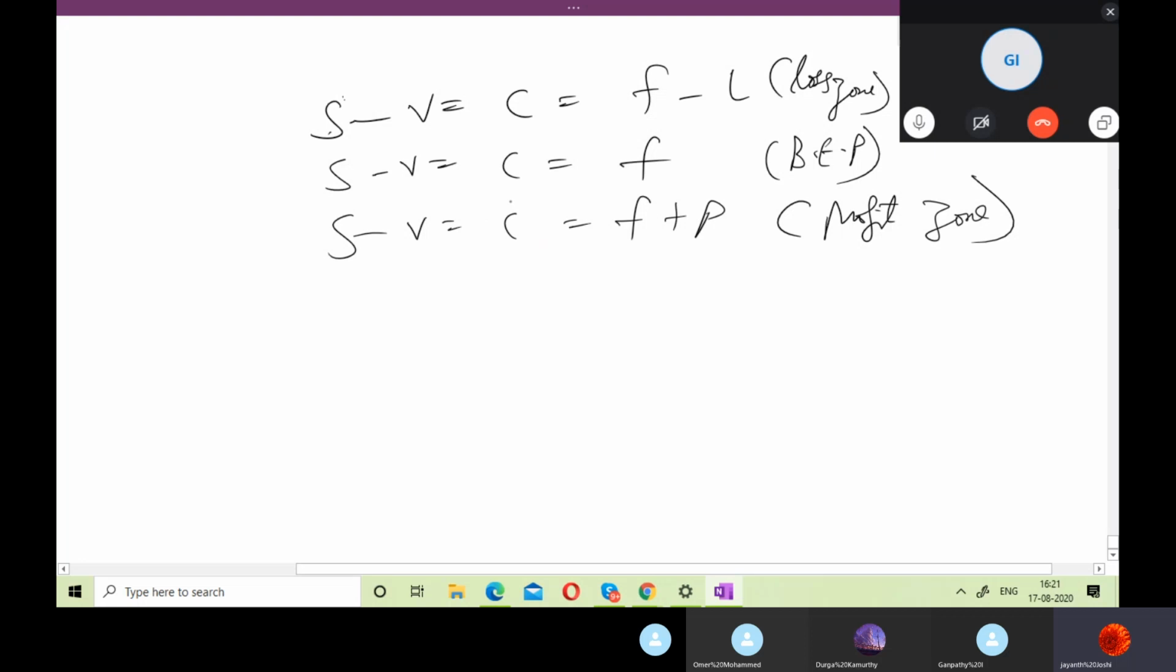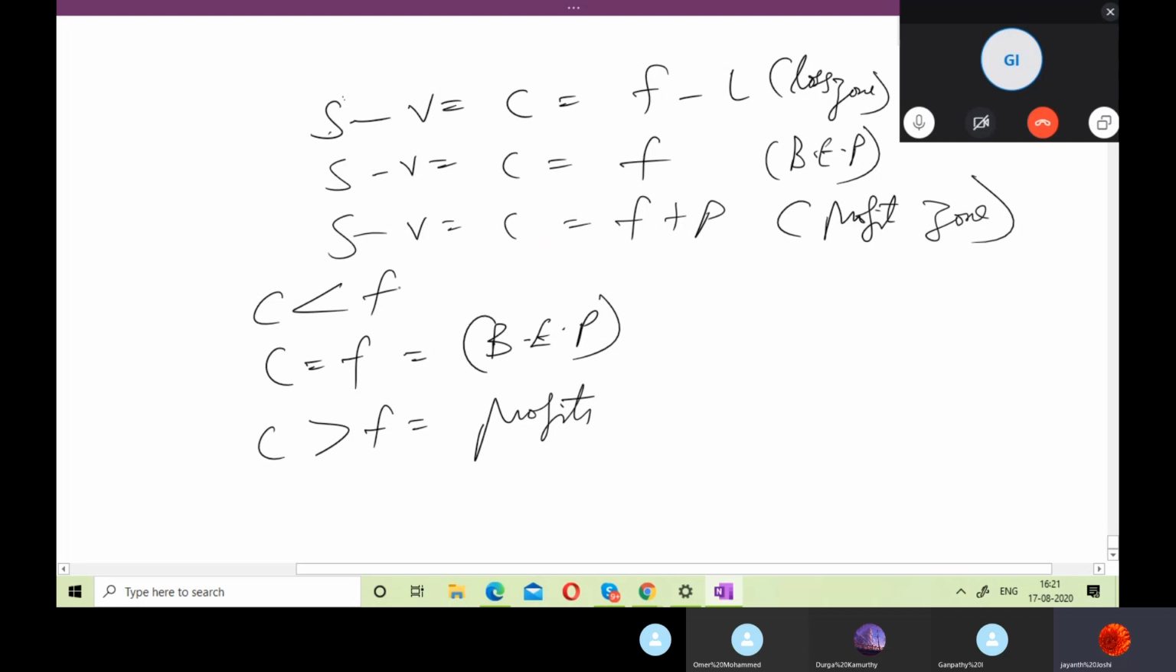And one more thing I would like to say, when your contribution is equal to fixed cost, you are at break even point. When your contribution is more than fixed cost, you are at profits. When your contribution is less than fixed cost, you are at loss.